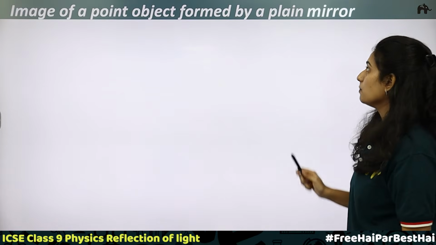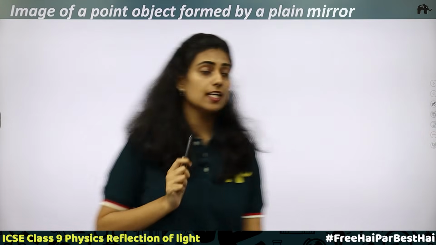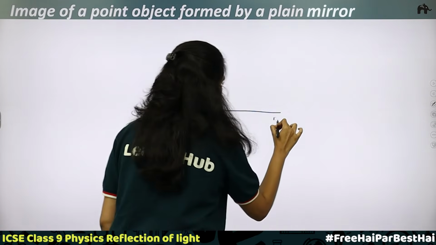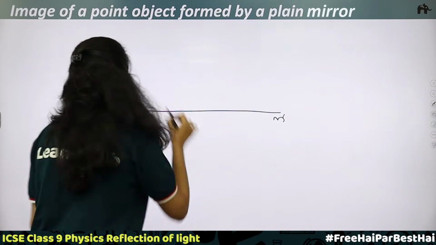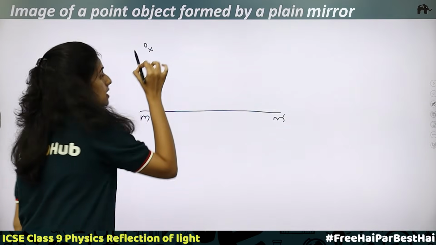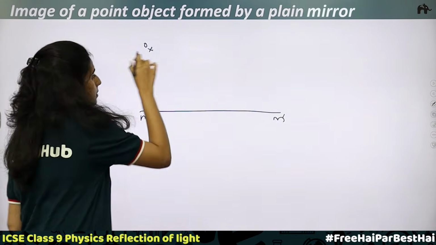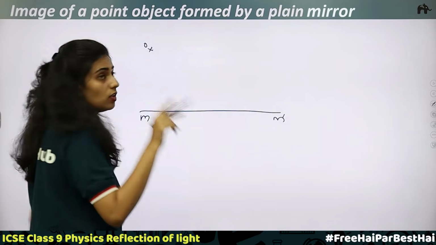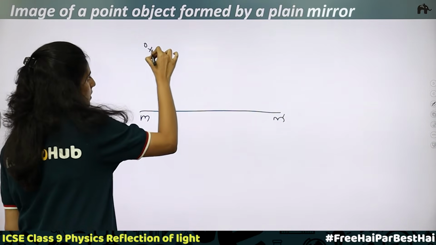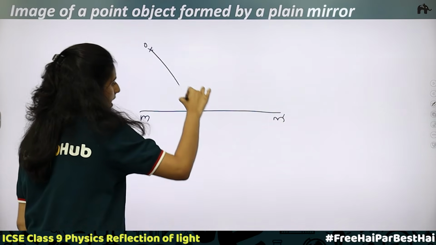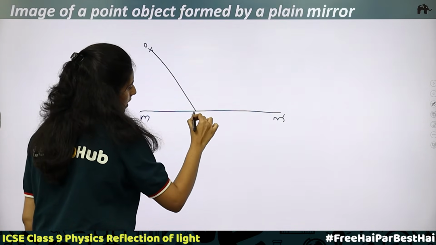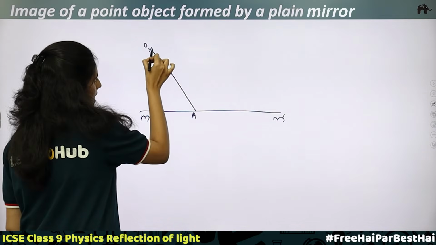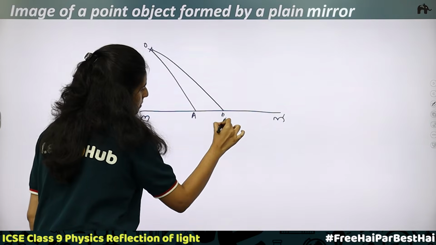Image of a point object formed by a plane mirror. Consider a plane mirror MM dash. Here we are considering an object O, which is a point object. We know that from the object, light rays travel in all directions. Now consider only two light rays. The first light ray is incident at a point A, and the second light ray is incident at a point B.